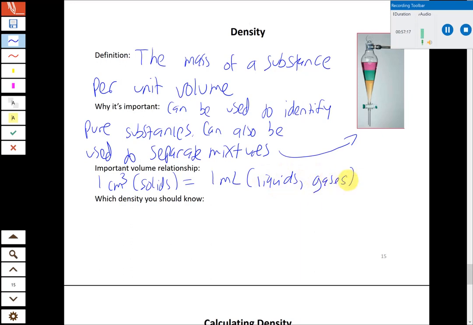But the size of those units is exactly the same. So 1 gram per cubic centimeter is exactly equal to 1 gram per milliliter. There's no difference between a cubic centimeter and a milliliter. It's just two different ways of writing the same volume unit.